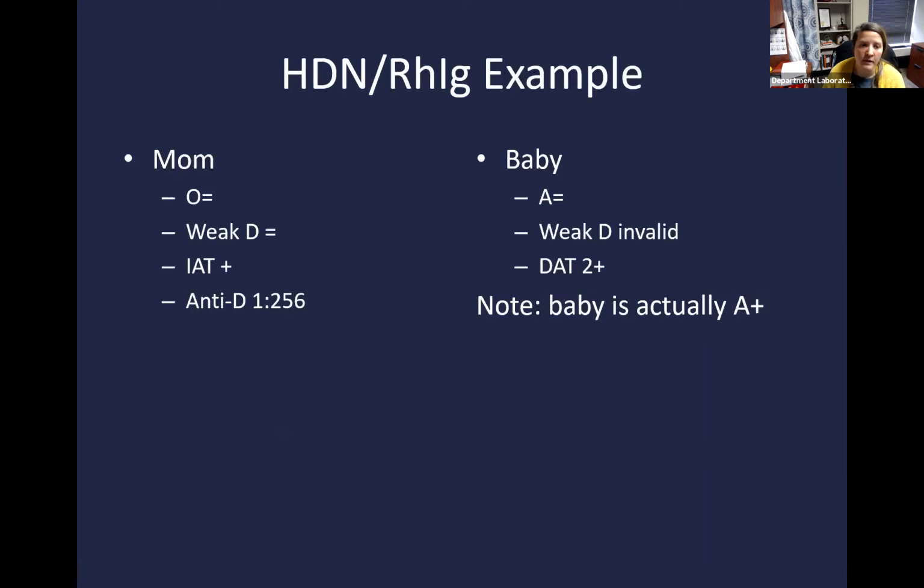All right, the next example, mom is O negative, weak D negative. She has a positive IAT, antibody identification again yields anti-D with a titer of 256. That's a very high anti-D titer. The baby is probably definitely in respiratory distress. When we type the baby, it is A negative. Take a look at our weak D. The weak D on the baby is invalid. So remember that invalidates our Rh. And remember some possible causes of that.